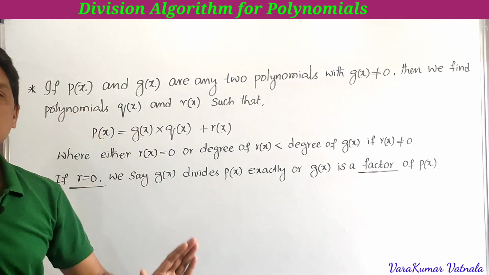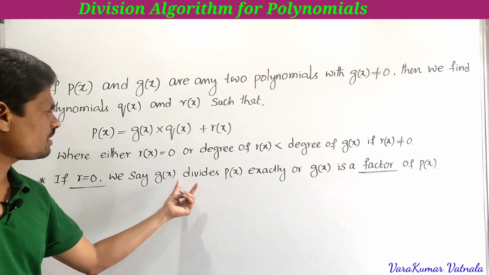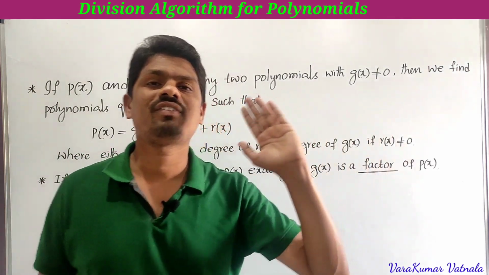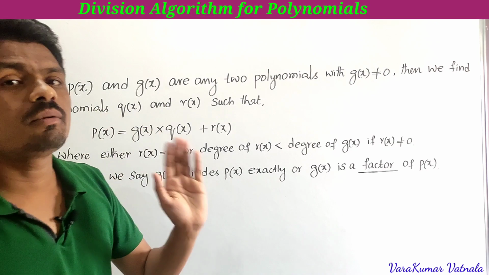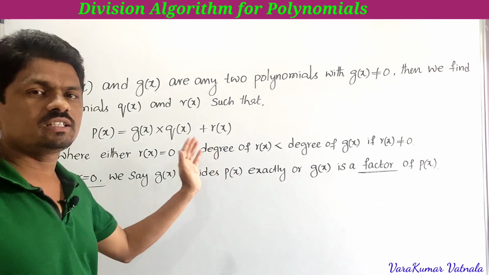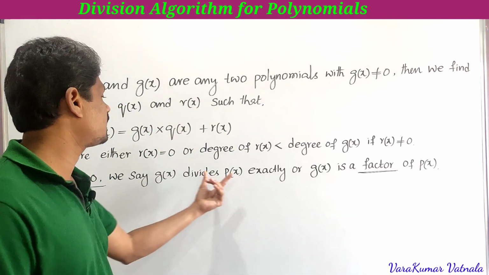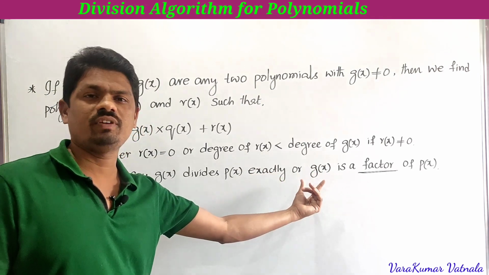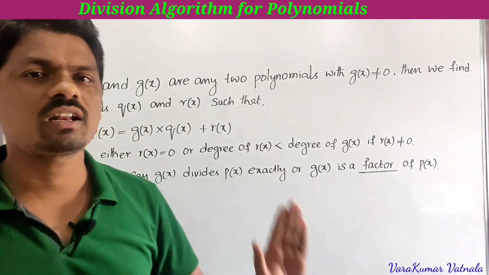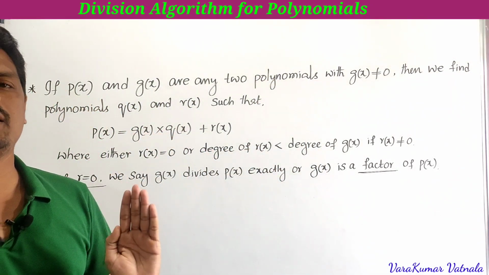If the remainder is equal to 0, we say g of x divides p of x exactly, or g of x is a factor of p of x. When the remainder is equal to 0, the divisor becomes a factor of the dividend. Here the divisor is g of x, so if the remainder is 0, we can say g of x is a factor of p of x. So this is the division algorithm for polynomials.